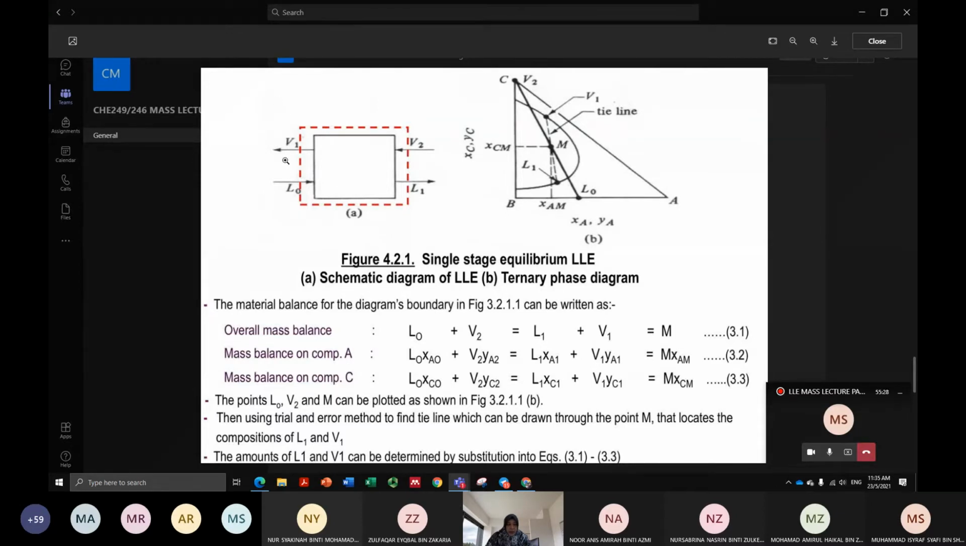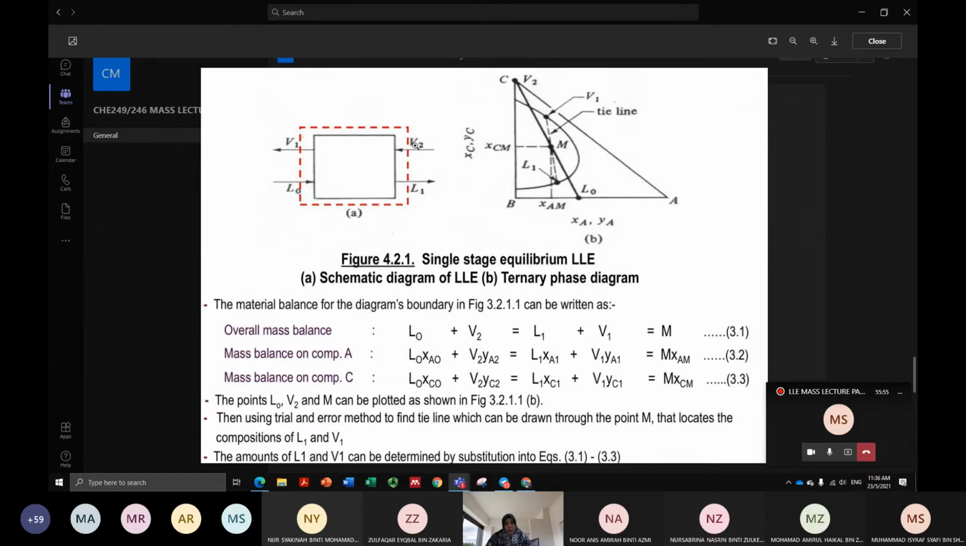If you rotate this diagram clockwise by 90 degrees, it will represent the column that you have in the lab, where L0 is called the heavy phase. L1 is also the heavy phase.